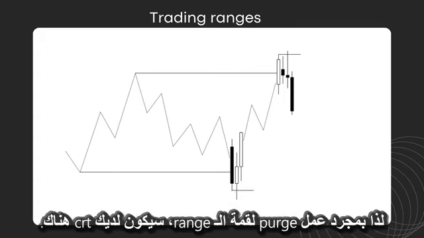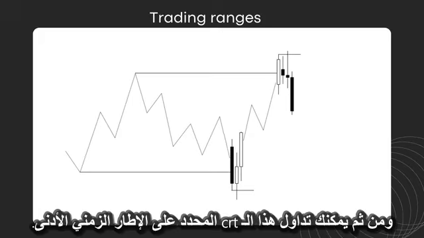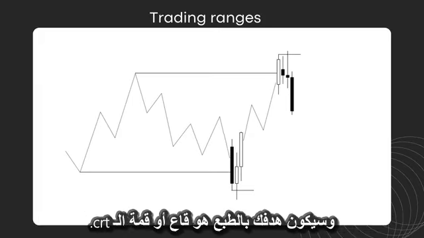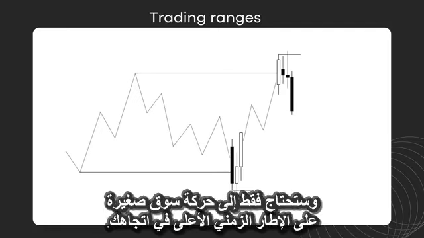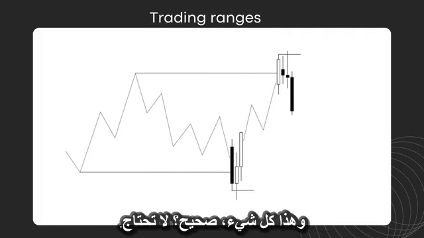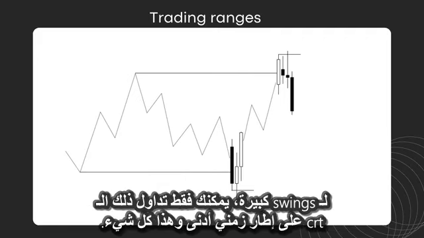So once the range high is purged, you will have a CRT there, and then you can trade this particular CRT on the lower time frame, and your target is obviously going to be the low or the high of the CRT. So you would be in and out of it pretty quickly, and you would just need a small market movement on the higher time frame in your direction, and that's it. You don't need big swings. You can just trade that CRT on the lower time frame, and that would be it.